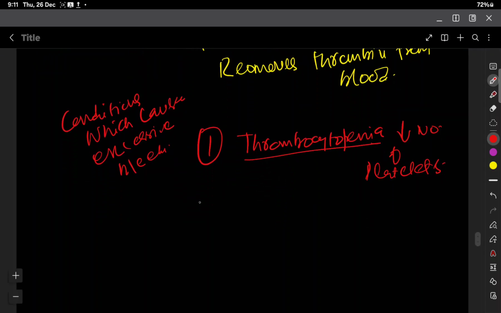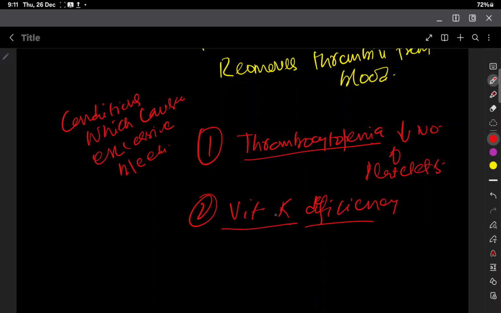Okay, second condition is vitamin K deficiency. Vitamin K is essential for the clotting factors, already I told you. So vitamin K is very important for the synthesis of some of the clotting factors. If there is vitamin K deficiency, for example in case of hepatitis, in that case there will be excessive bleeding.